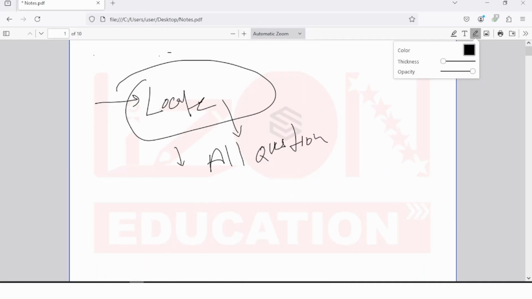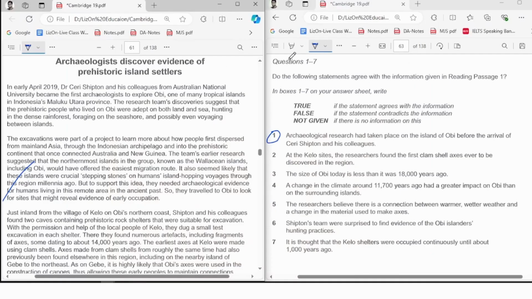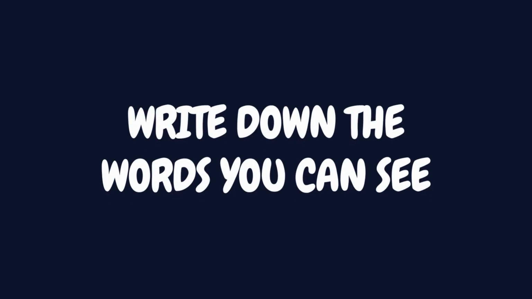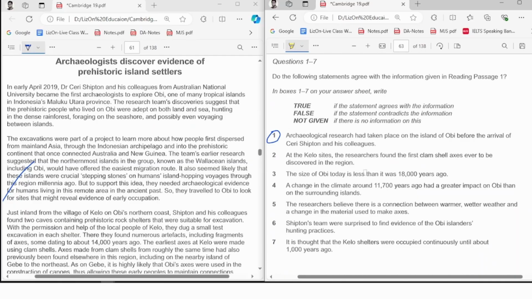How can you do that? Say you get this question. Your first job is to select the words that you can find in a very short time period. Let me say it again. First job, select all the words you can find very easily. First step, whenever I look at all the 7 questions, your job is to write down the words you can see in a very quick time period.